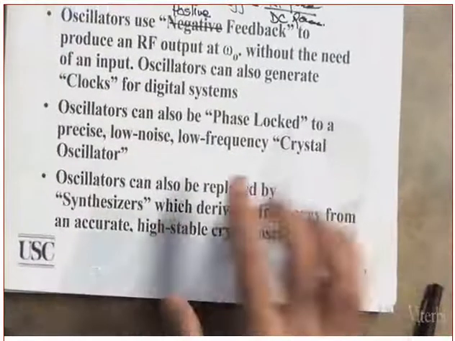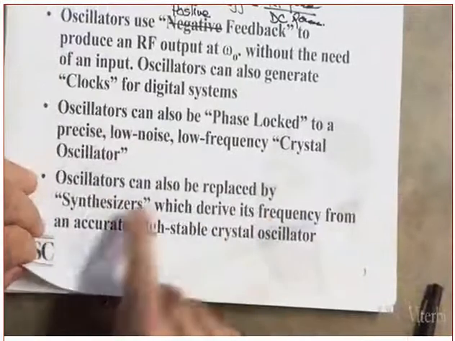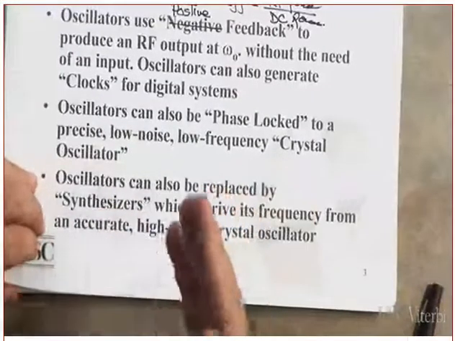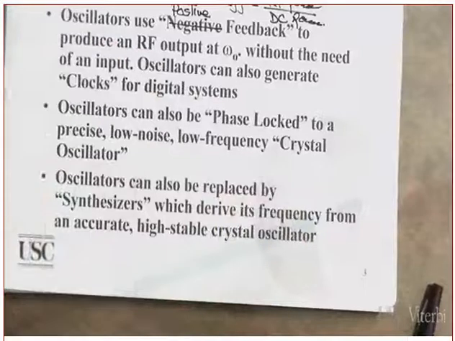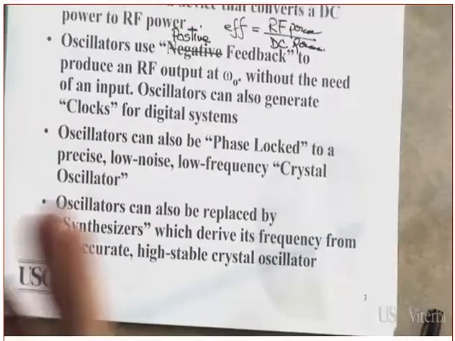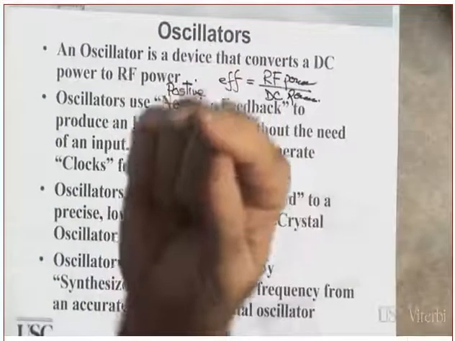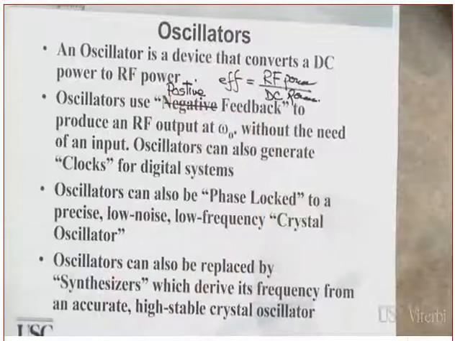Okay, good. Let's continue. So oscillators can also be replaced by what? Synthesizer. What is a synthesizer? A synthesizer is an oscillator that generates a what? A range of frequencies rather than only what? One frequency. Are you following me or not? From the synthesizer itself, you can have what? Multiple outputs, each one at a different what? At a different frequency. Did you get this or not? Yes or no?